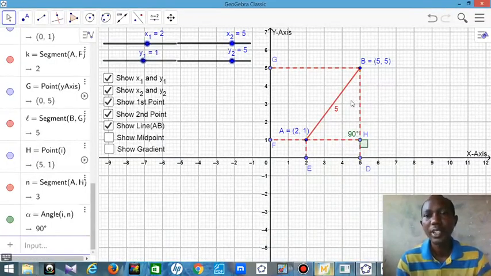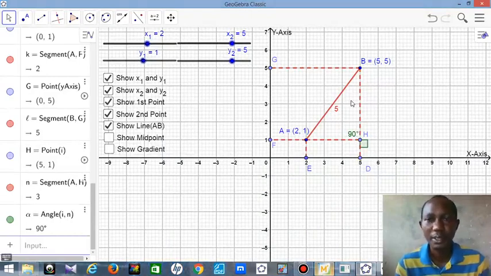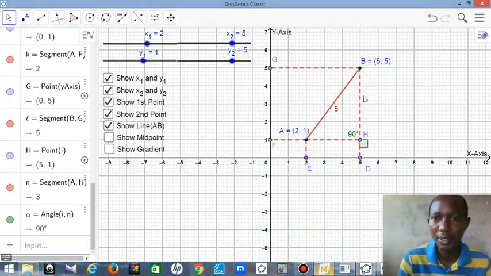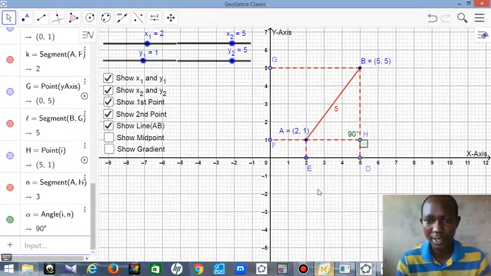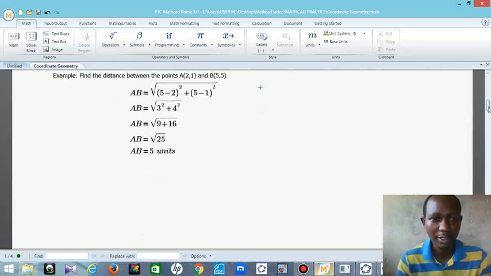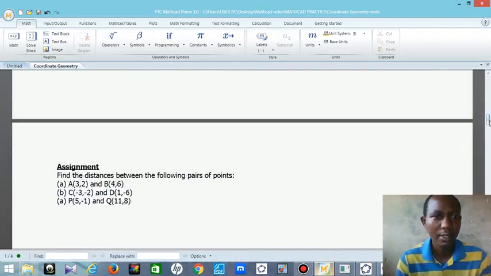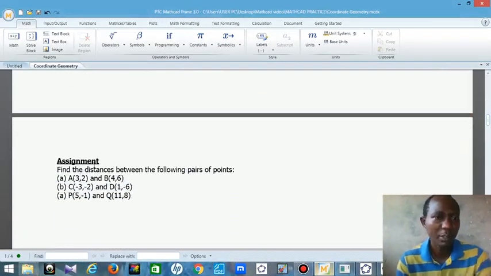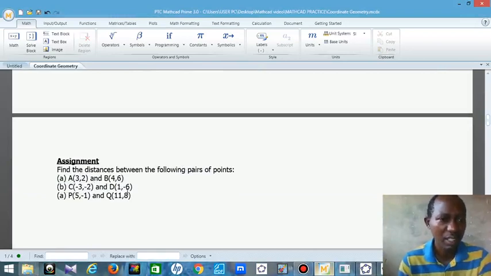You can actually get the same result by plotting your graph, but the time for plotting a graph may not be available to solve a simple question like this. So take note of this. This is how we find the distance between 2 points. You can practice more questions. Just 3 simple assignment questions. Just practice them using the formula, and that is all for today.